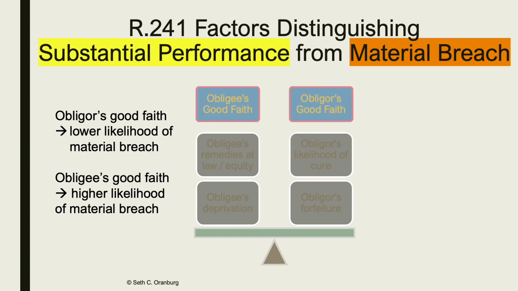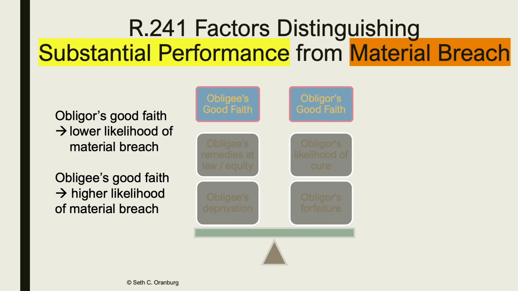The fifth factor in distinguishing substantial performance from material breach is whether the parties have acted in good faith and with fair dealing. Although the Restatement frames this as focusing on the obligor's good faith, my reading of the case law as well as the comments to the Restatement suggests that actually both parties' good faith matters. Basically, the party that's not acting in good faith is unlikely to win the court's favor.